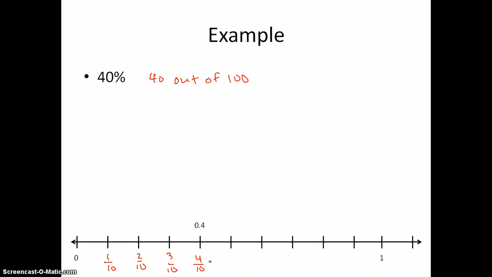All right, let's take that one step further, and actually let's just summarize. So 40 out of 100 is the same as 4 out of 10, which means that we can write that as 0.4, if you want to do that.